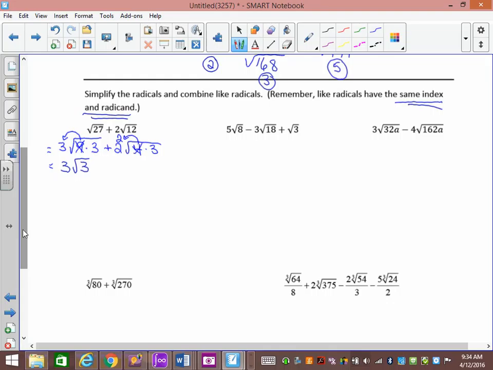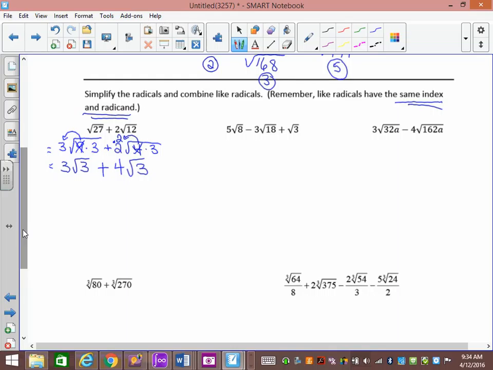What do I do with those two numbers? Multiply them. So if there's already a number out front, you have to multiply it with it. 2 times 2 is 4 root 3. So the mixed radical part is all grade 10. Making it to simplified mixed radical is grade 10.